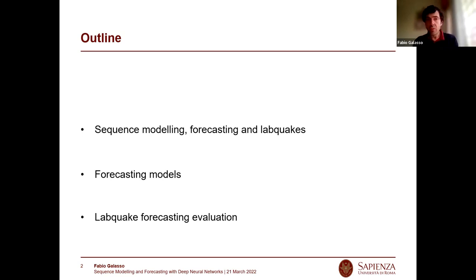For the first part, I'm going to be talking about sequence modeling, forecasting, and lab quakes, with some introduction, then the forecasting models that I would focus on, and then show you what we have. This is based on work that is currently under review at the EPSL journal, together with Chris, Laura Laurenti, and Elisa.